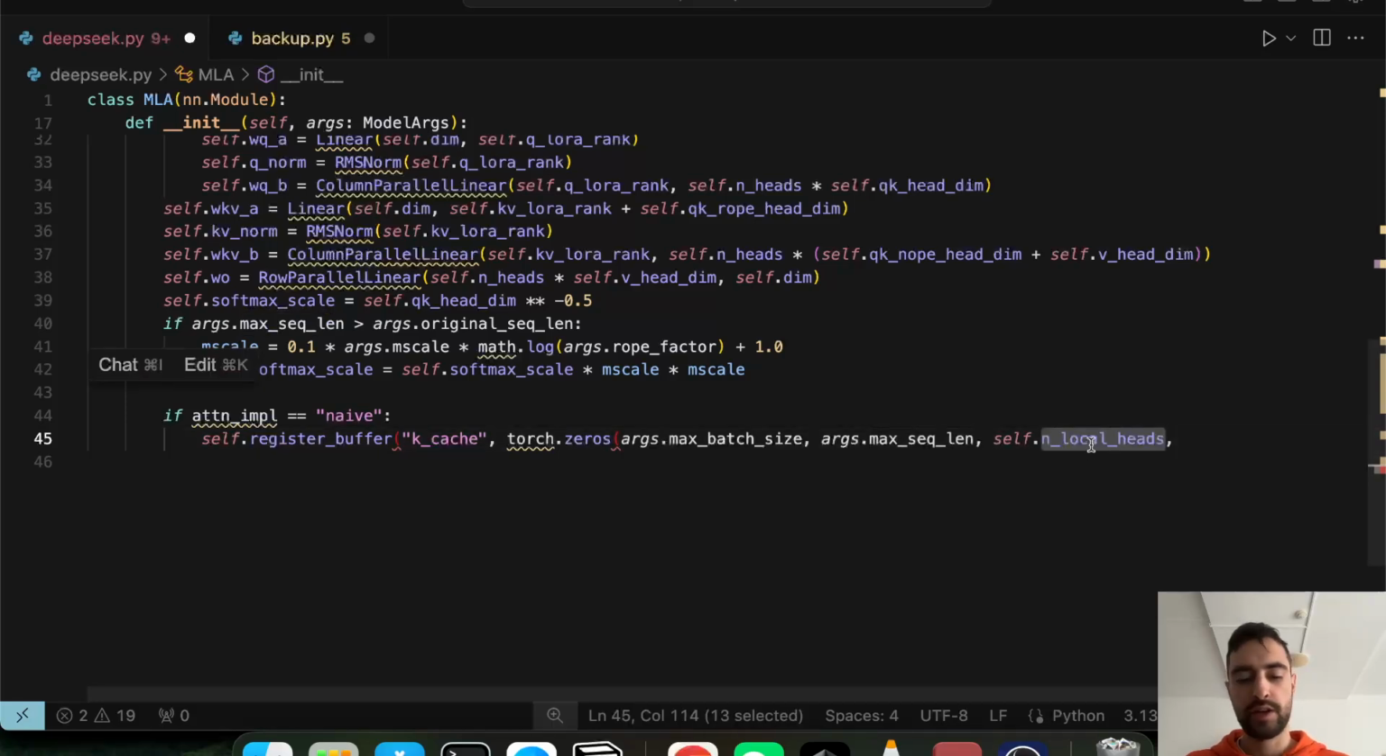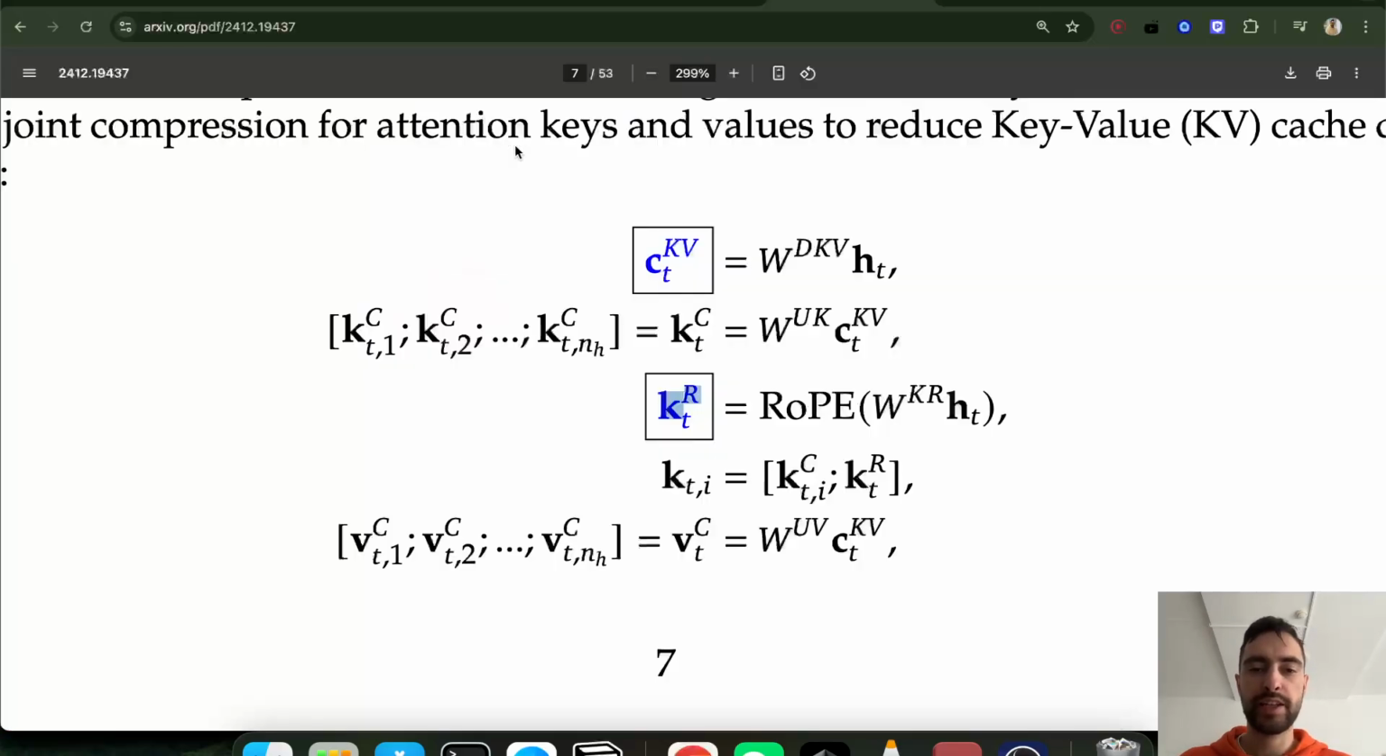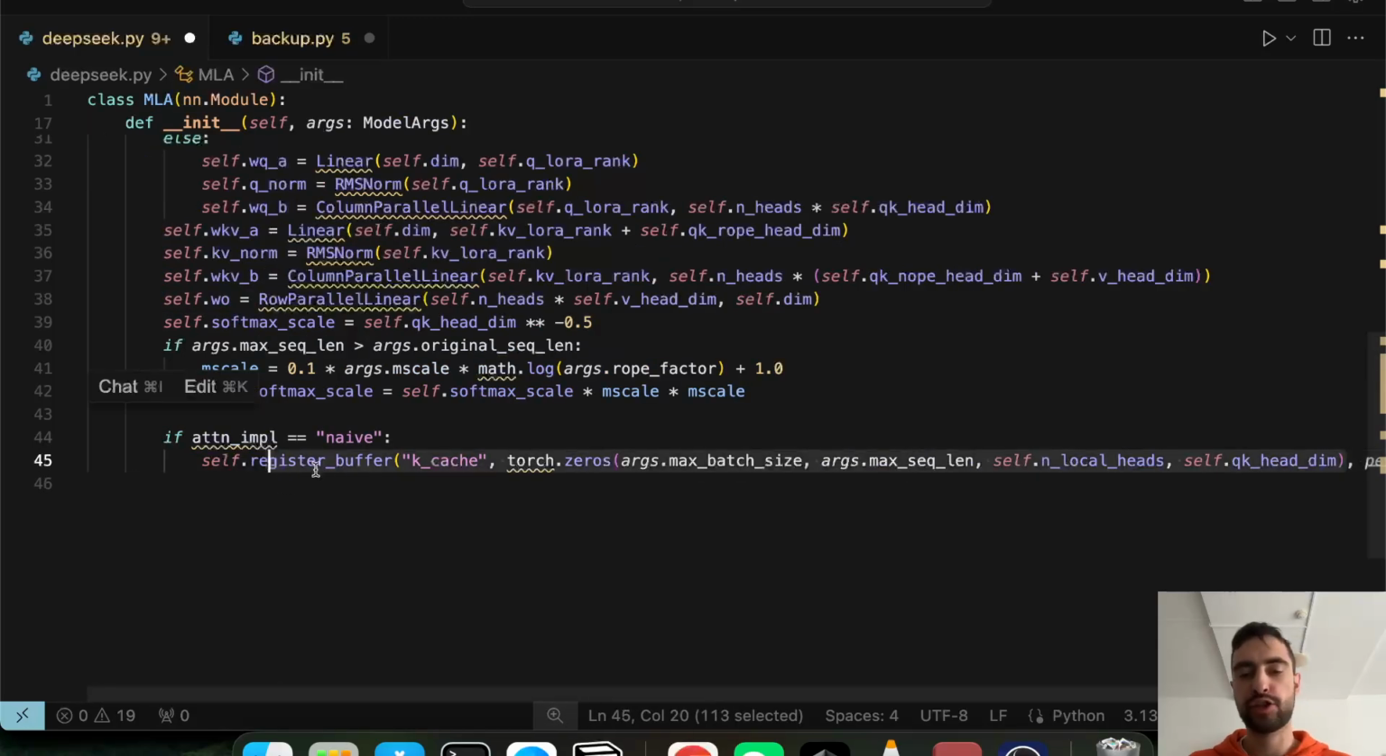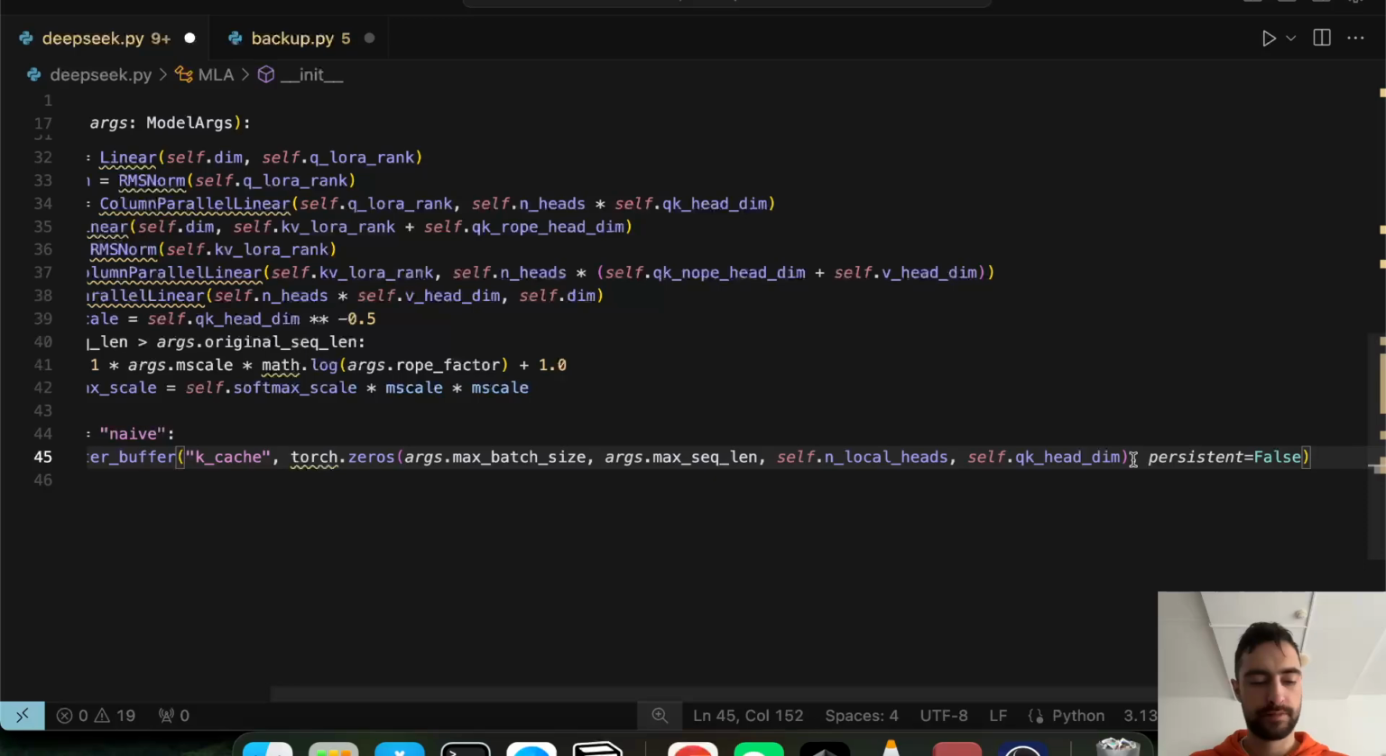So the number of local heads and the head dimension: when you multiply these two, heads times head dimension, you get the length of the key. We can check it here. All of the heads, and each of these heads has its own dimension. And then persistent false, so we don't want to store this in memory. We just want this during runtime, as a person is conversing or as we are training.